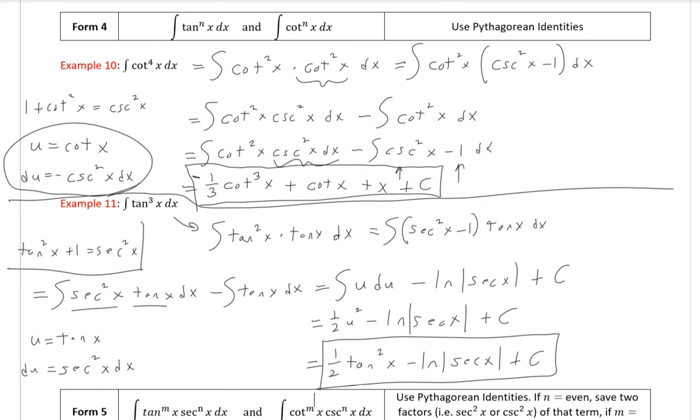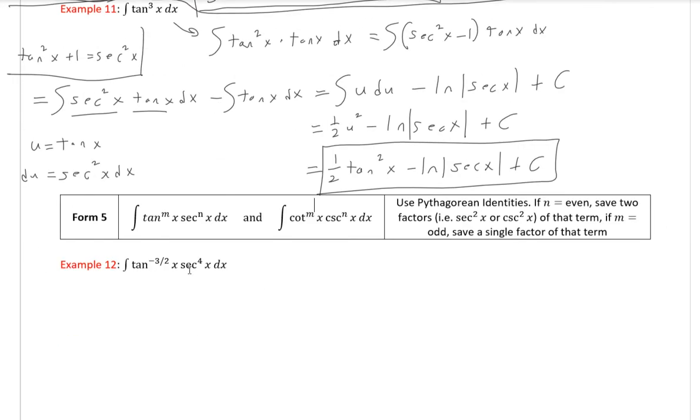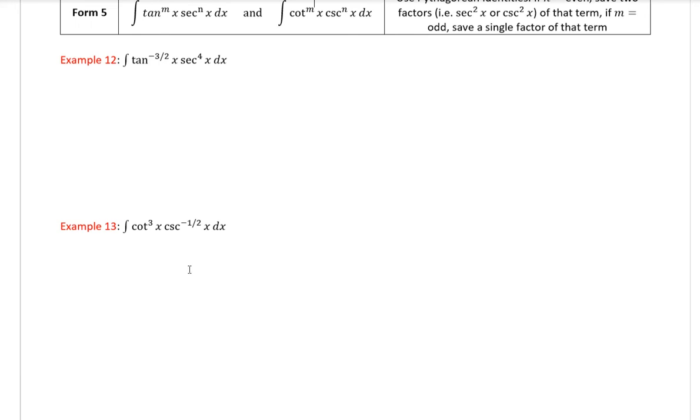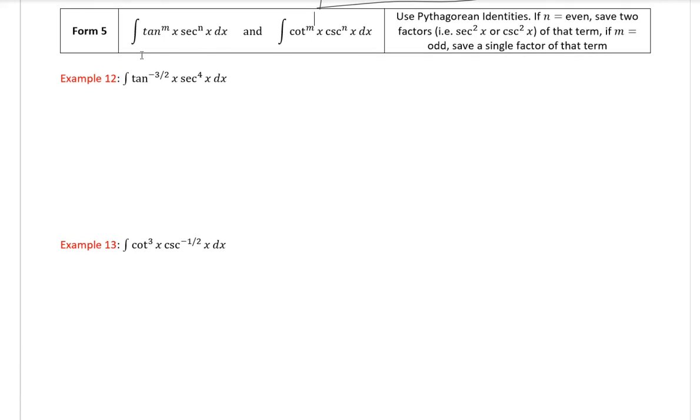All right, a couple more examples here. We have form 5. This is where we're going to have tangent times secant, so we have both of them showing up now. And we have some amounts of tangent, some amounts of secants. And we have cotangent times cosecants and some amounts of each of those, so each taken to their powers. Now these ones we're going to use Pythagorean identities. However, we have some recommendations.